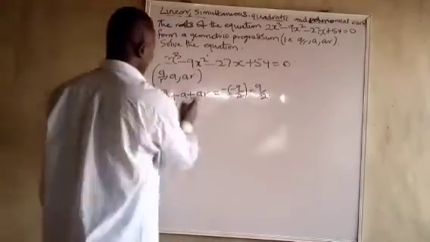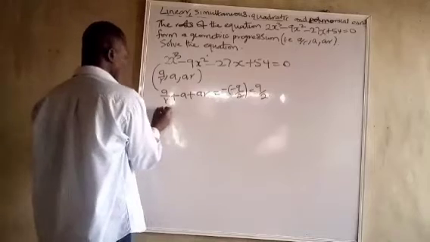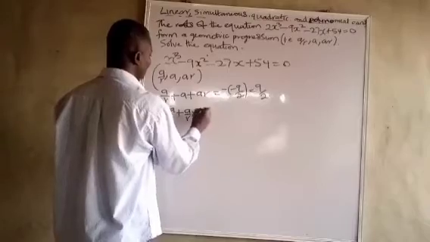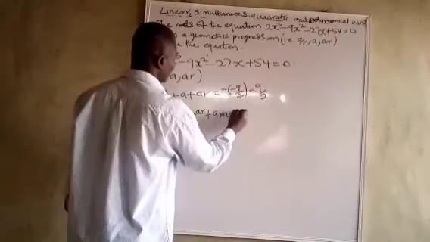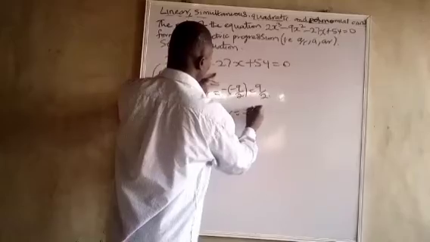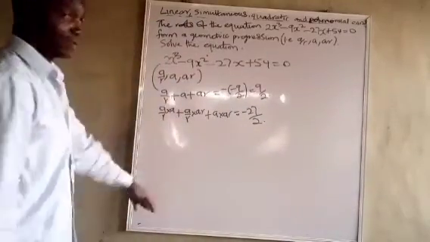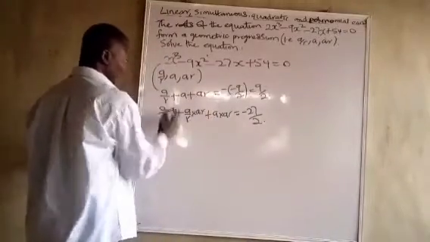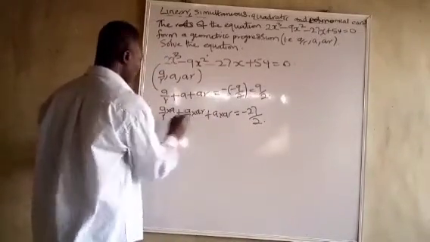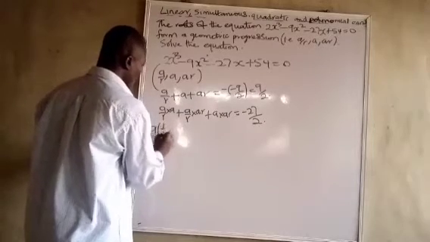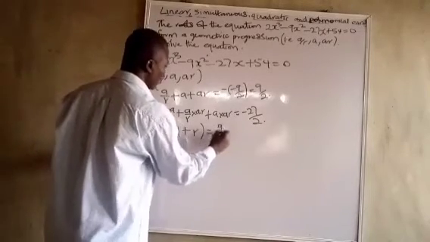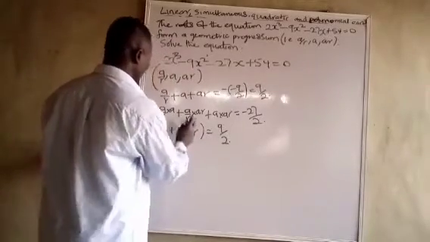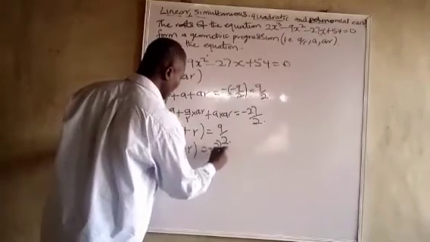Now for the sum of pairs: a over r times a plus a over r times ar plus a times ar, that will be minus 27 over 2. These two can give us our answer already. So this one is a into 1 over r plus 1 plus r equals 9 over 2. This one is a squared into 1 over r plus 1 plus r equals minus 27 over 2.